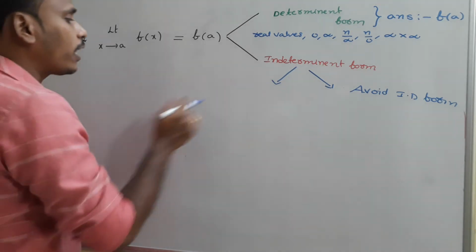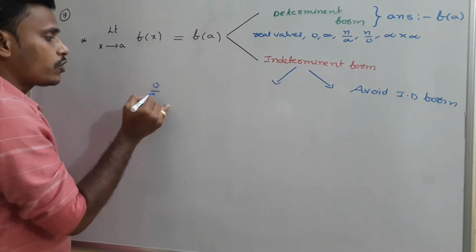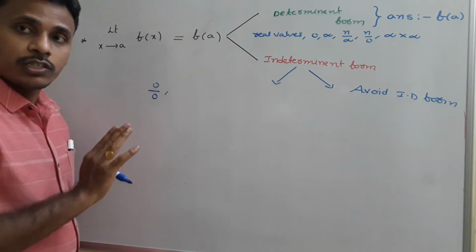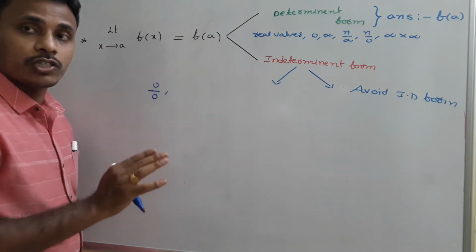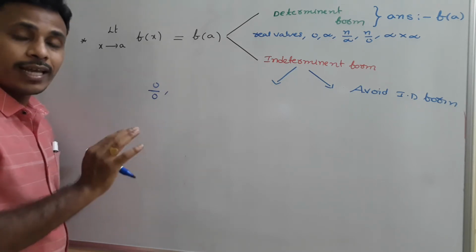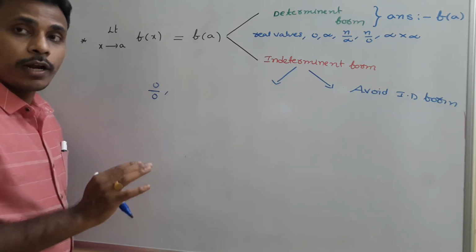Coming to the indeterminate forms, 0 by 0 is an indeterminate form. 0 by 0 is not 0. 0 by 0 is not infinity. 0 by 0 is not 1. 0 by 0 is an indeterminate form. Nobody knows about that.